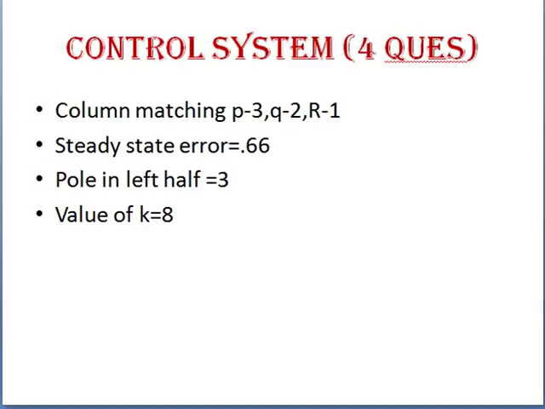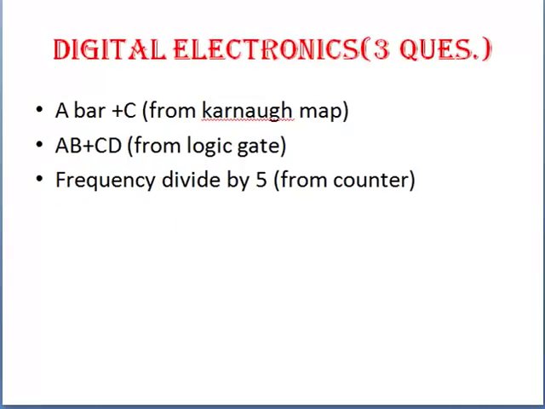There is control system. As in our previous video, all four questions on control system were discussed: the column matching, one question with the answer 0.6, a number-of-poles question in the left half with the answer 3, and a question where the value of k is equal to 8. Now the digital electronics part was also completed in our previous video. There was one Karnaugh map question, the answer is A bar plus C, a logic gate question, the answer is AB plus CD, and a counter question, the answer is frequency divided by 5.